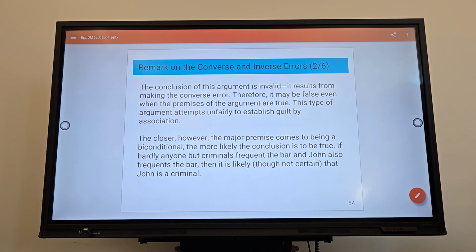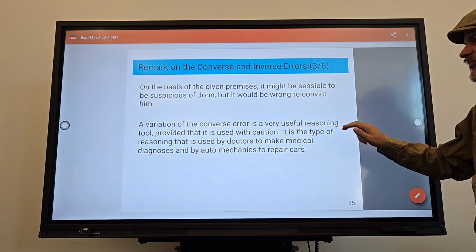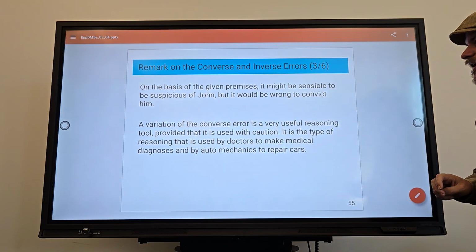This is a guilt by association type of thing going on here. The closer the major premise comes to a biconditional, the more likely the conclusion is to be true. If hardly anyone but criminals frequent the bar, and John also frequents the bar, then it is likely, though not certain, that John is a criminal. Still not enough to convict him.